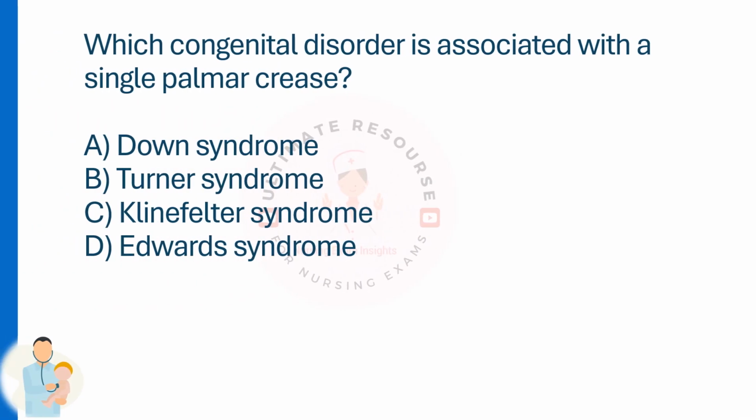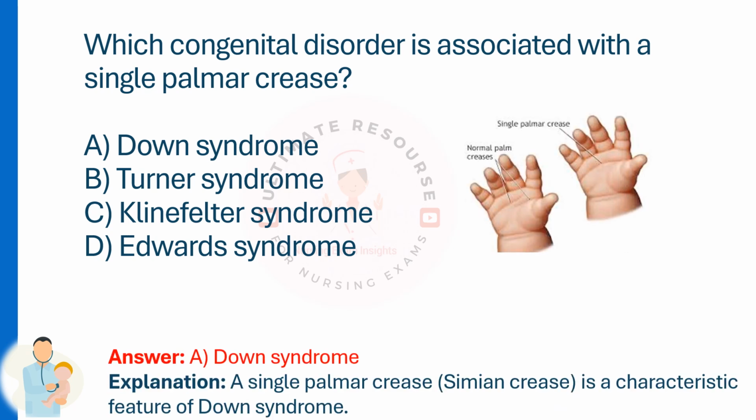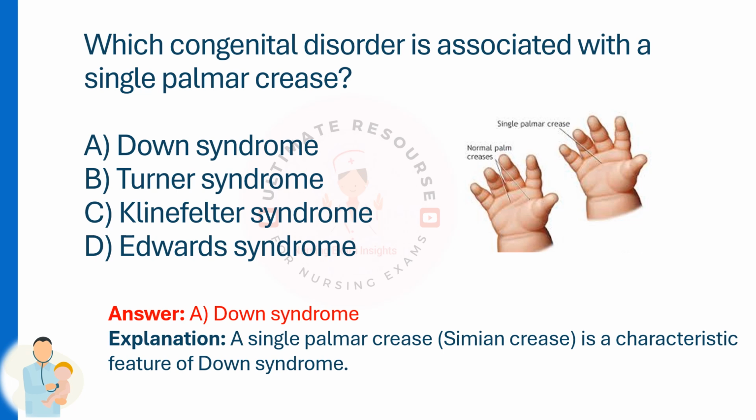Which congenital disorder is associated with a single palmar crease? Options are A. Down syndrome, B. Turner syndrome, C. Klinefelter syndrome, D. Edwards syndrome. The answer is A. Down syndrome. A single palmar crease, simian crease, is a characteristic feature of Down syndrome.